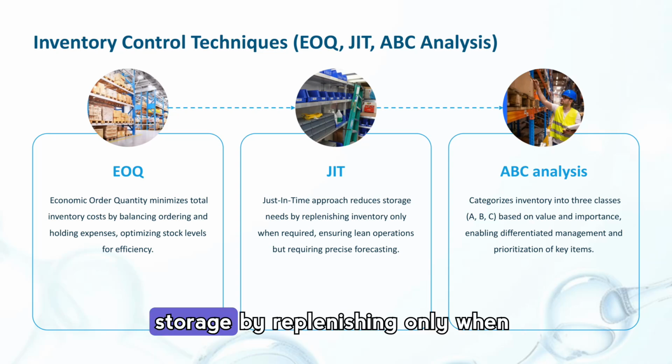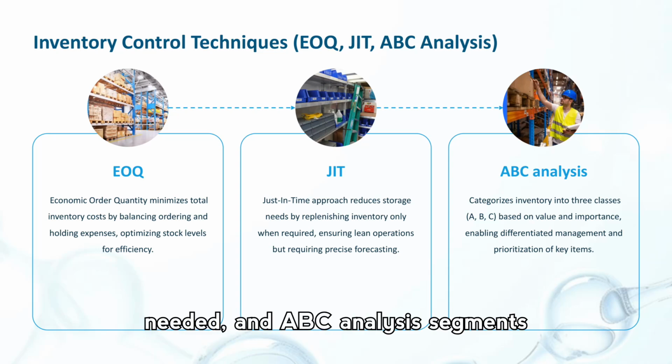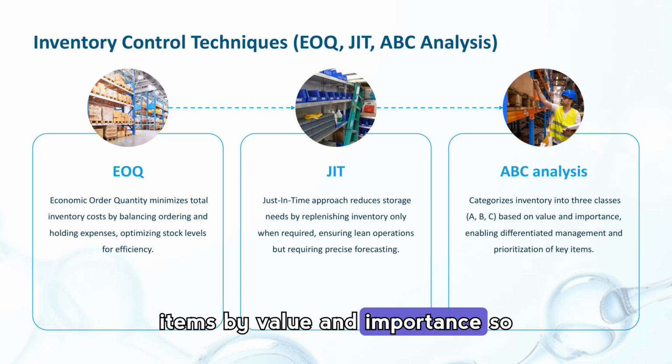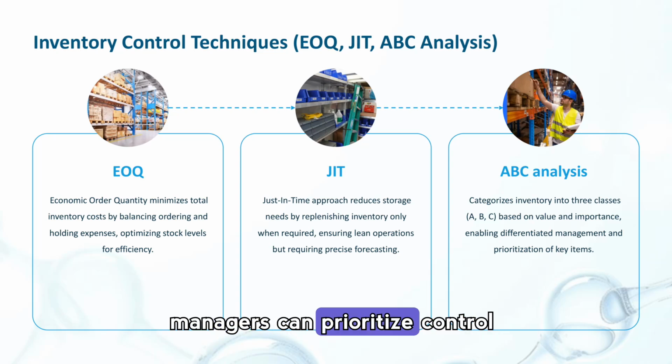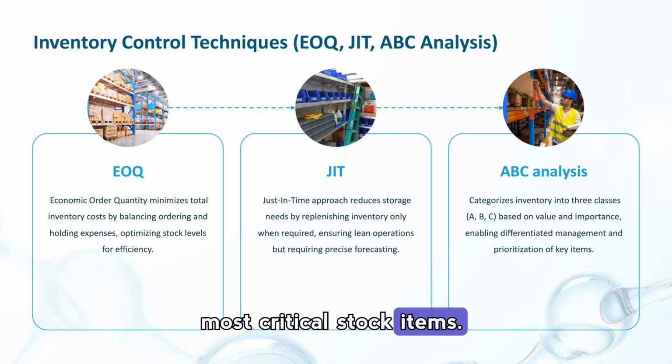Just-in-time minimizes storage by replenishing only when needed, and ABC analysis segments items by value and importance, so managers can prioritize control efforts and focus resources on the most critical stock items.